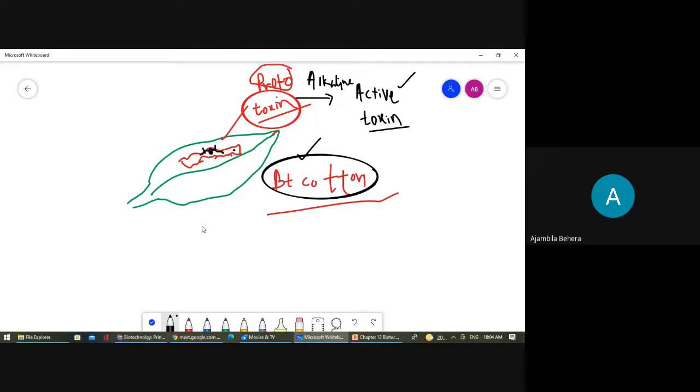That BT gene is generally called the cry gene. And what is the source of this cry gene?